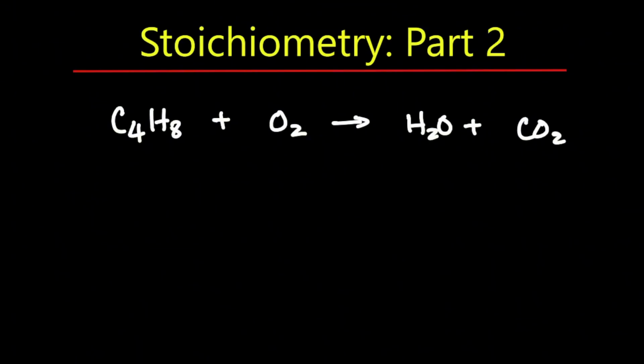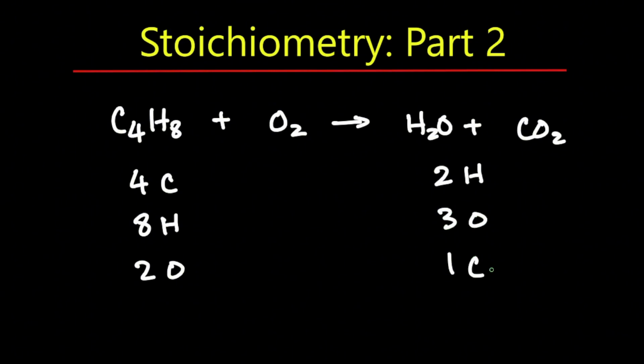Okay, so we have 4 C's on the left side, 8 H's, and 2 O's. Here we have 2 H's, 3 O's, and 1 C. Now, right off the bat, we can see that we have 4 C's here, and we only have 1 C on the right side. So we need at least 4 CO2 compounds.